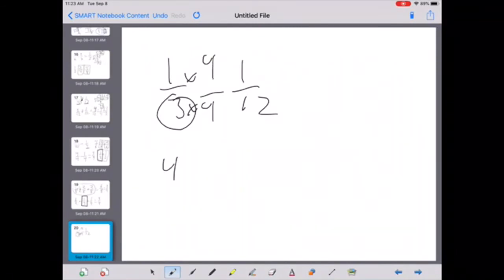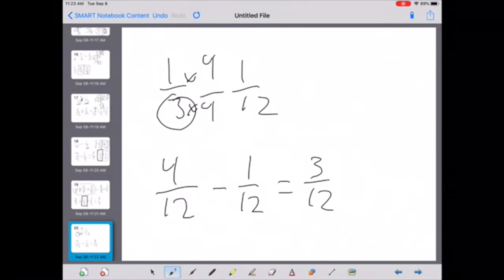By 4. So multiply by 4. 1 times 4 is 4. 3 times 4 is 12. I now have 4/12 minus 1/12. What does 4/12 minus 1/12 equal? It equals 3/12. Okay? Now you can write that down, 3/12.